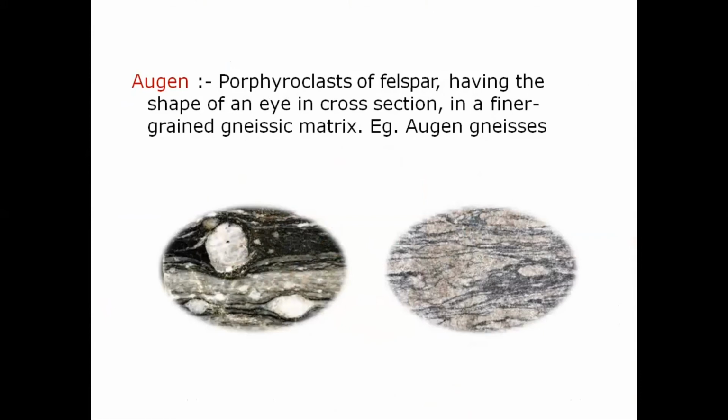And here we have porphyroclasts of feldspar. So porphyro also means large crystals and clasts of feldspar. You can see that these are feldspar crystals, and the rest of the composition is gneiss. Gneiss is basically the last stage of metamorphism. The first stage is shale, which is converted to slate, then slate will be converted into schist, then schist will be converted into gneiss.